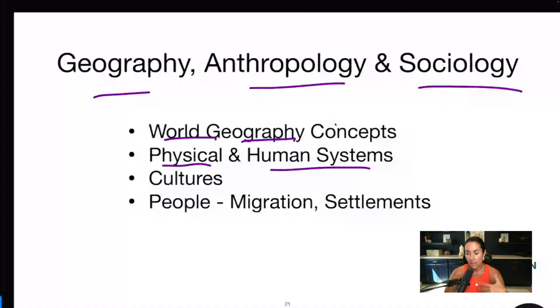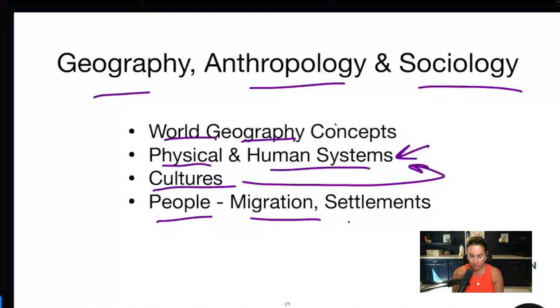And then human systems, how did humans move around the earth? How did they farm? How did they use terrace farming versus irrigation versus whatever? And how did we make these human systems? How do we communicate? Stuff like that. And then cultures, of course, goes in with that, human systems. And then people, migration, and settlement. So it's all about the geography, but then, of course, the anthropology and the sociology.